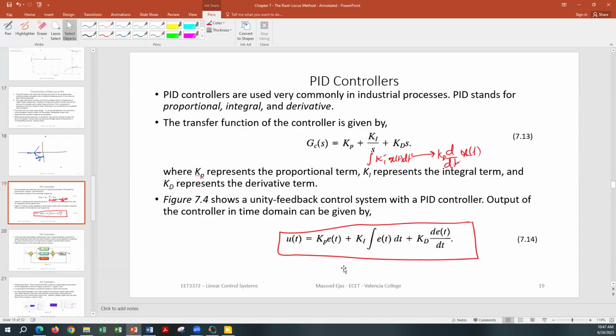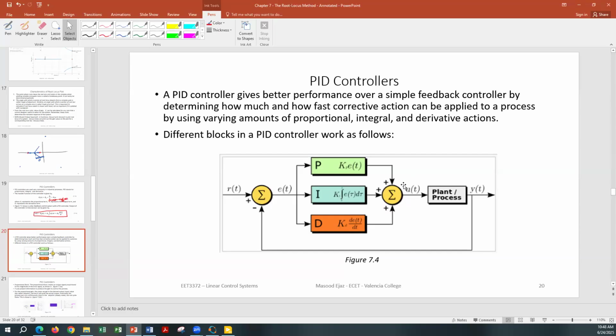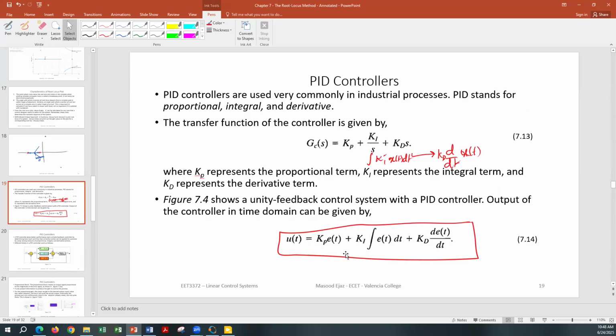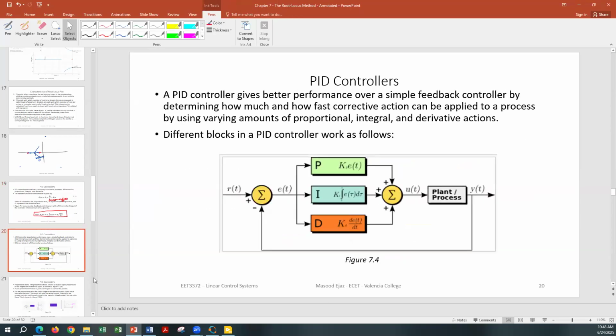So this is the error function, and this is the output of the summation, u(t), which is represented by Kp times the error function plus Ki times the integral of the error function plus Kd times the differential of the error function. The whole idea is how to set the gain of each path, Kp, Ki, and Kd, in order to optimize the controller gain and control the process to reduce the amount of error. That's the whole idea of using the PID controller.